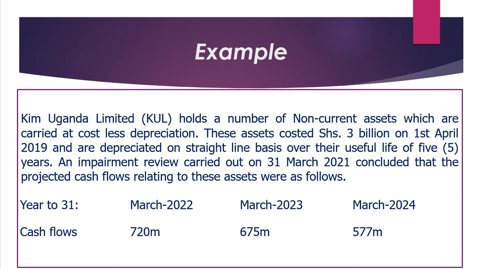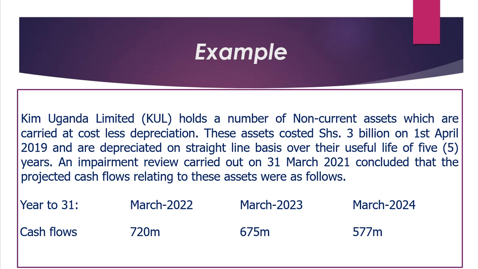These assets cost 3 billion on 1st April 2019 and are depreciated on a straight line basis over their useful life of 5 years. An impairment review carried out on 31st March 2021 concluded that the projected cash flows relating to these assets were as follows. As at 31st March 2022, the cash flows were 720 millions. Then in 2023, the cash flows were 675 millions. And as at 31st March 2024, the cash flows are projected to be 577 millions.